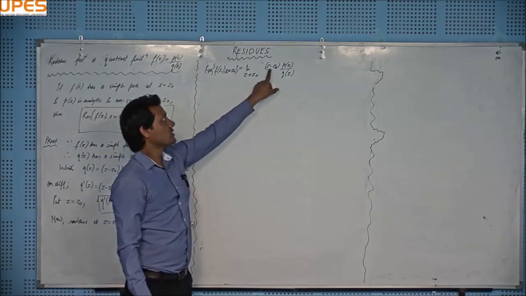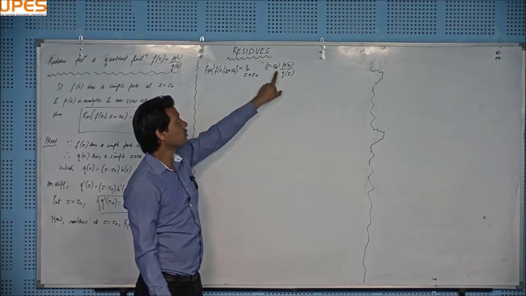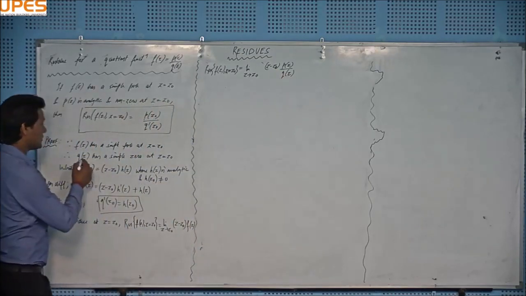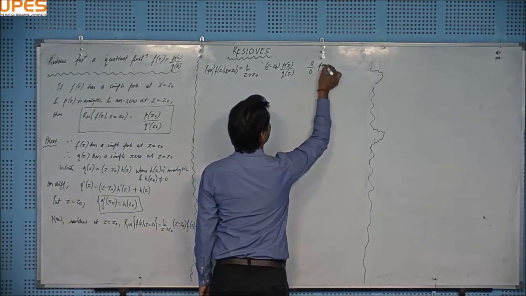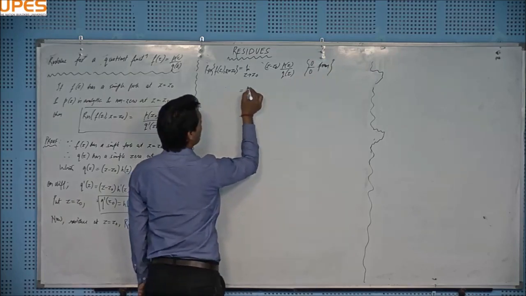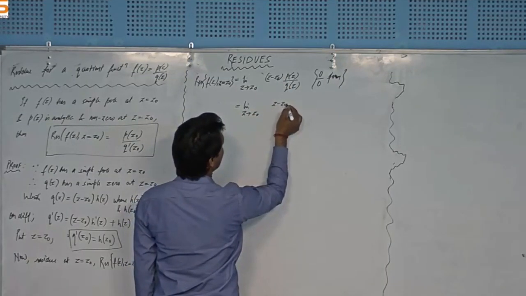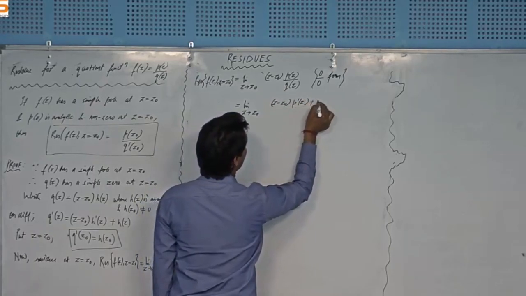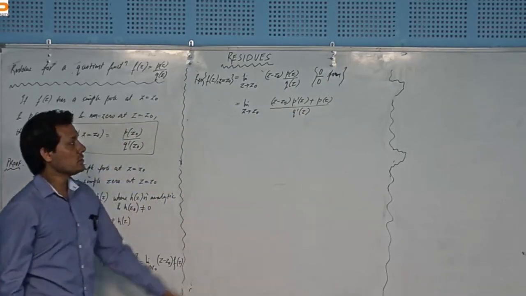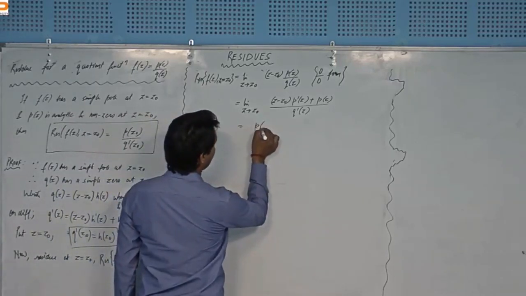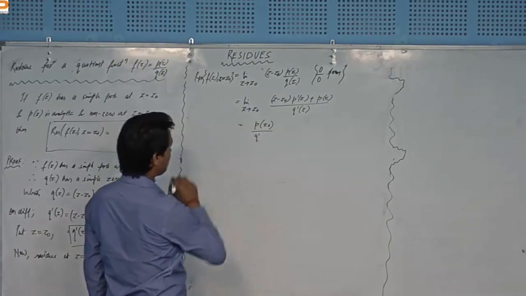Now, if you plug z equal to z naught here, you will get 0 in the numerator and obviously 0 in the denominator, because z naught is a zero of q(z), a simple zero at z equal to z naught. So you will get a 0 by 0 form, and you should apply L'Hopital's rule. Limit z tends to z naught: differentiate the numerator, (z minus z naught) p dash(z) plus p(z), and differentiate the denominator, q dash(z), and now plug z equal to z naught. You will get p(z naught) over q dash(z naught).